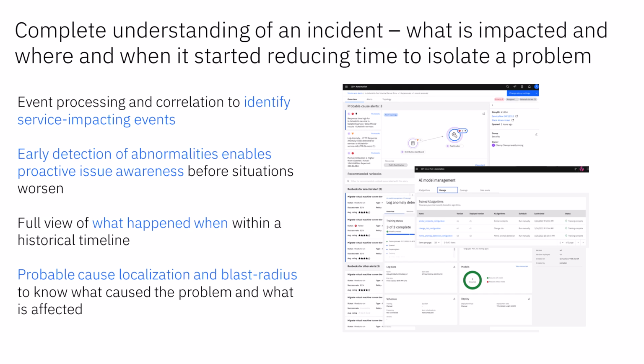So the Cloud Pak for AIOps uses event processing and correlation to identify service impacting events. It uses early detection of abnormalities to enable proactive issue awareness before situations worsen and get out of hand. It provides a full view of what happened and when within a historical timeline. And it does probable cause localization and blast radius to know what caused the problem and what is affected.